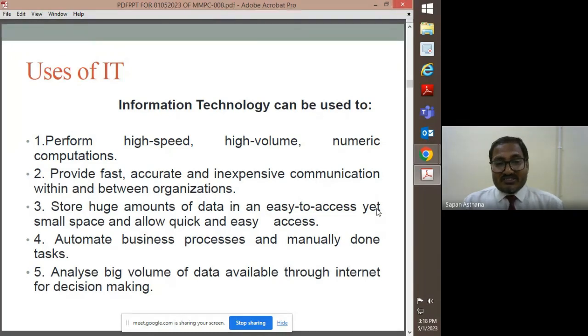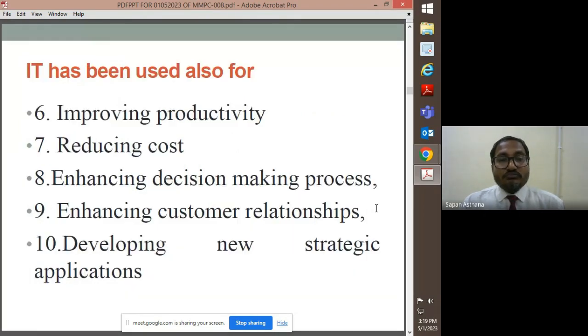So we can say information technology can be used to perform high-speed, high-volume numeric computation, and provide fast, accurate, and inexpensive communication within and between organizations, store a huge amount of data in an easy-to-access small space and allow quick and easy access, automate business processes and manually done tasks, and analyze the big volume of data available through the internet for decision making.